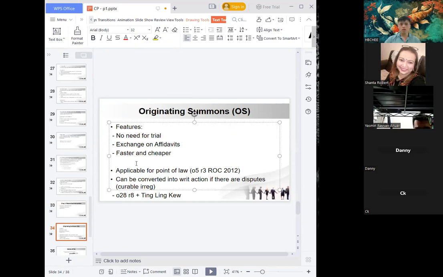Okay, and then how do you determine whether you want to initiate your action by OS or writ? The first thing is whether this is a point of law. Does everyone clearly know the difference between question of law and question of fact first? Because this will be very frequently asked, and you have to think about it when you are answering the question on what type of commencement you are intending for that action. So does anyone know what is the difference between question of law and question of fact?